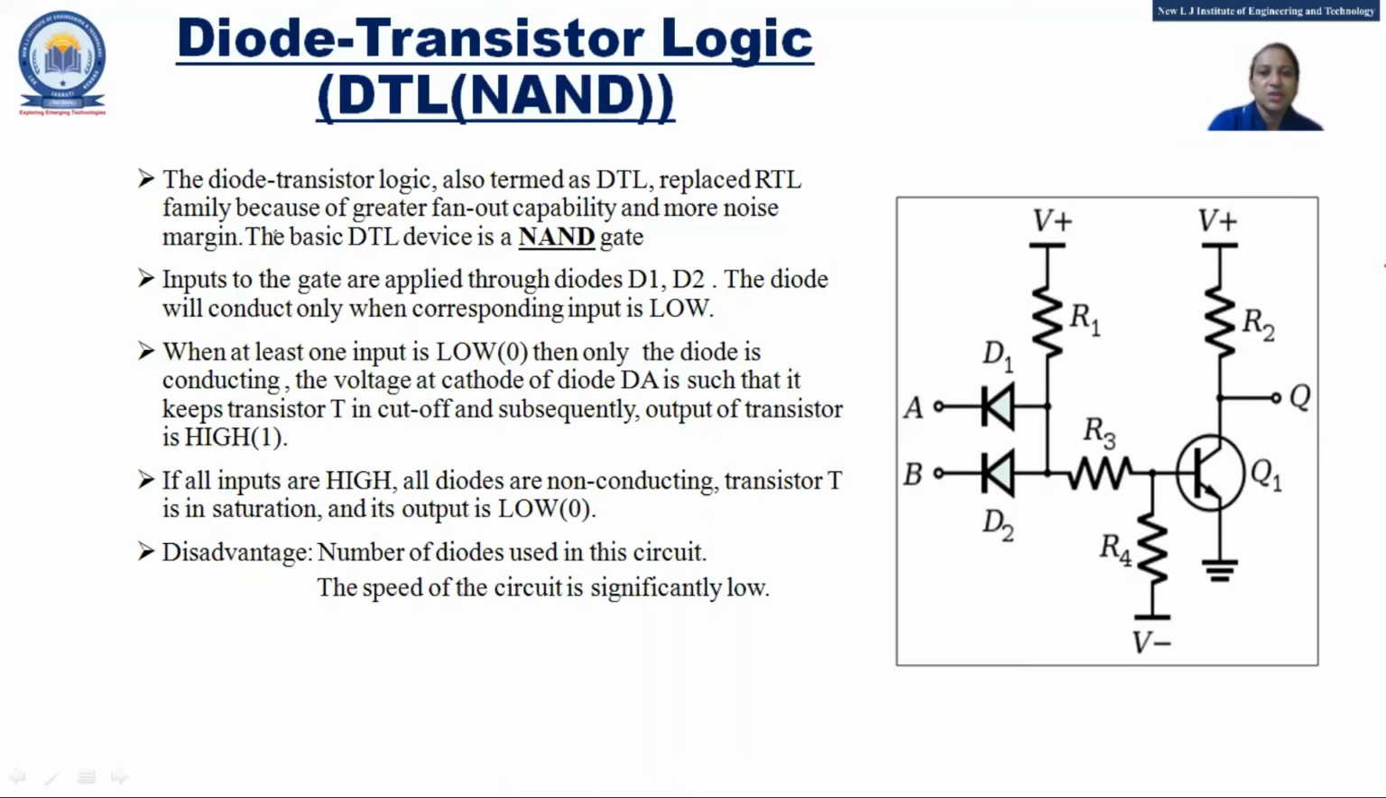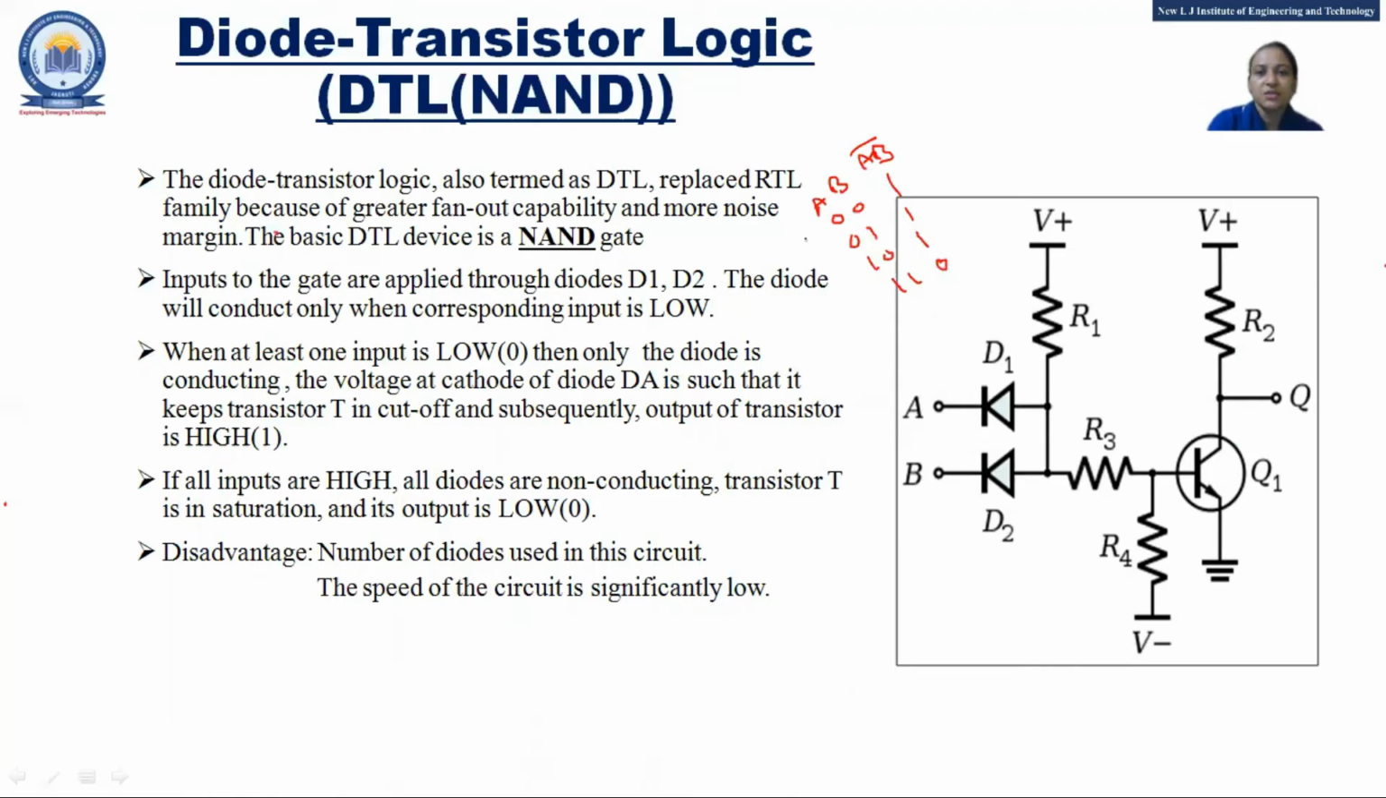So we first have to see the truth table for our NAND gate. Here we are having 2 inputs, so we'll see the NAND gate for 2 inputs. If 0 0, the output will be 1; 0 1, 1; 1 0, again 1; and 1 1, the output is 0. Now we will see the working of our circuit.